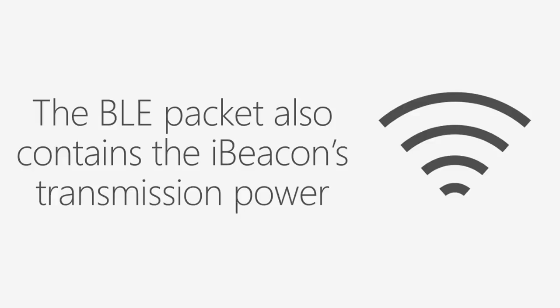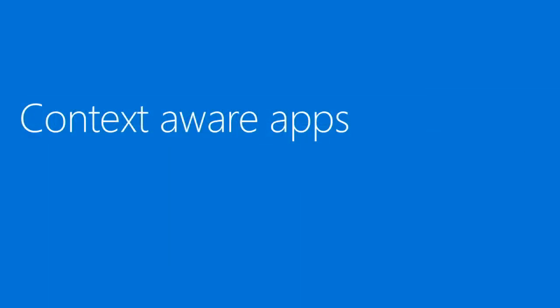So that's what iBeacon is, an ID and a transmission power. Doesn't sound that impressive, does it? Doesn't sound that much. But it's what you do with it that counts. So the first thing you can do with it is build context-aware applications.